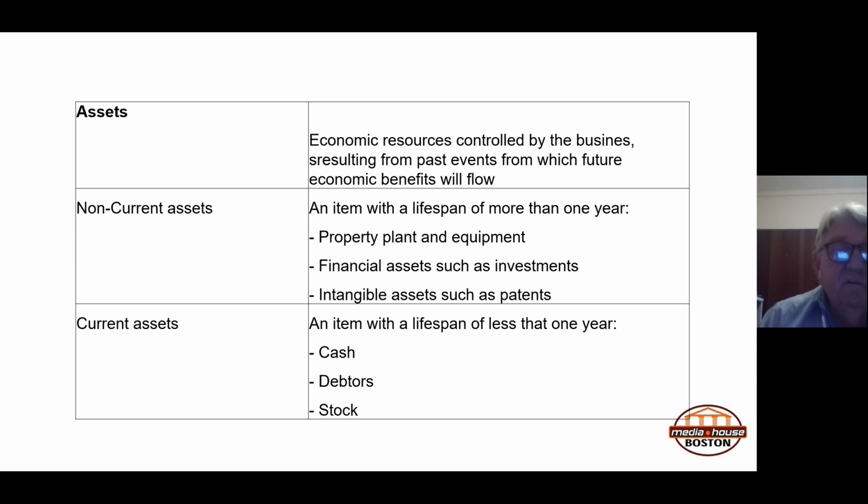Then we have current assets. Those are assets with a lifespan of less than 1 year. Okay, so if we look there, we will have cash. That's money in your bank. Now we all know when you get your salary at the end of the month, that cash comes into your bank one day and it's gone the next day. So yes, the lifespan of cash is very, very short, definitely less than 1 year.